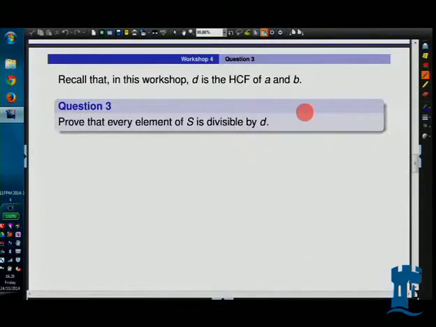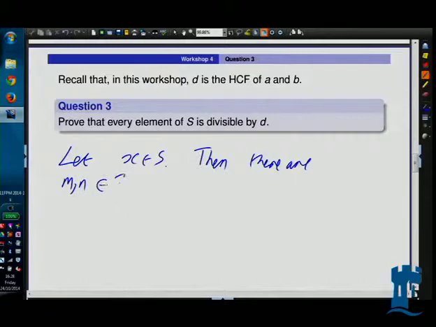Okay, so now, prove that every element of S is divisible by D. I tell you what, I'm going to just do that one for you because I think I sort of did it in lectures already. So I'll just remind you why that one's true. So let x be in S, then there are m and n in Z with x equals ma plus nb.